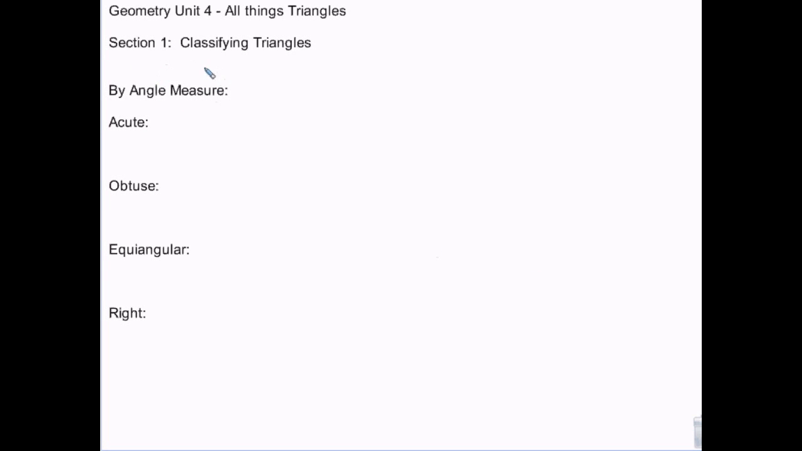We have two ways we can classify triangles. We can classify them by angle measure, and we can classify them by side length. So we'll start with by angle measure, and we have an acute triangle in which all angles measure less than 90. You can remember this because they're cute little triangles, so they're acute.